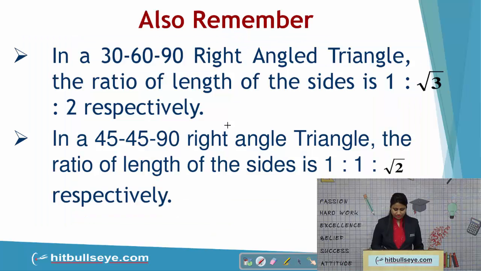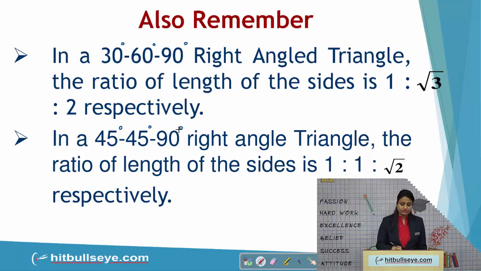Next, also remember that in a 30 degree, 60 degree, 90 degree right angle triangle, the ratio of the length of sides is 1:root 3:2 respectively. Similarly, in a 45 degree, 45 degree, 90 degree right angle triangle, the ratio of the length of the sides is 1:1:root 2 respectively. Let us see what it means.